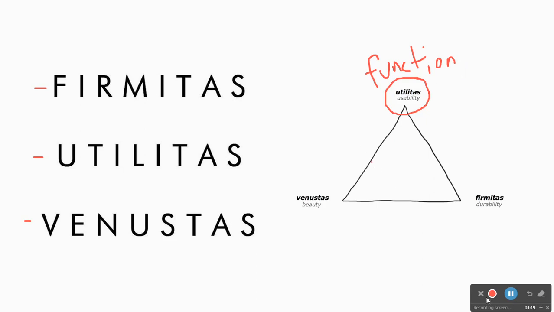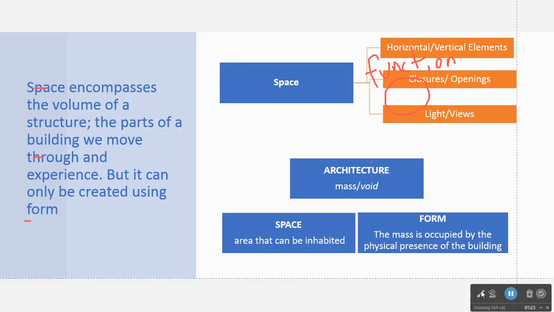So if we start looking into the definitions of space, we're going to start understanding that space has to do with the volume of the structure, the parts of the building that we actually move through and get to experience. But remember, we can only create space through form. So space is created through form, and they are communicating with each other.